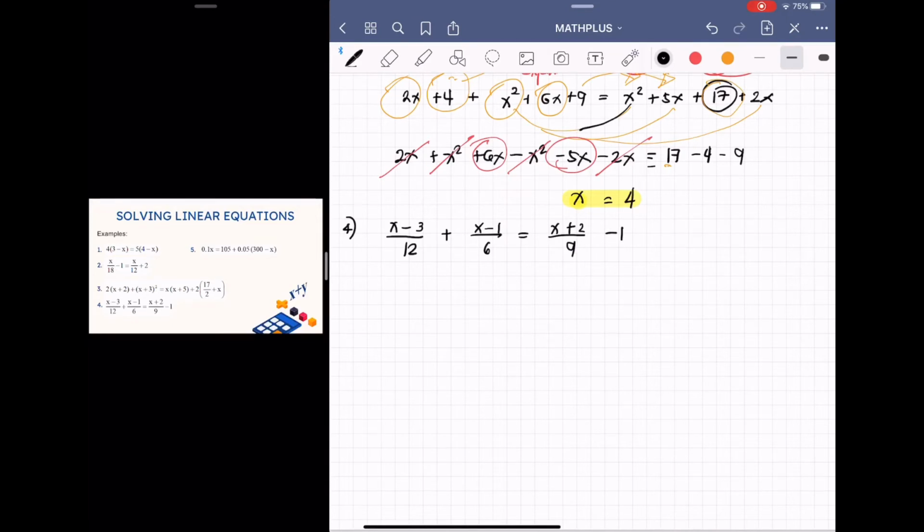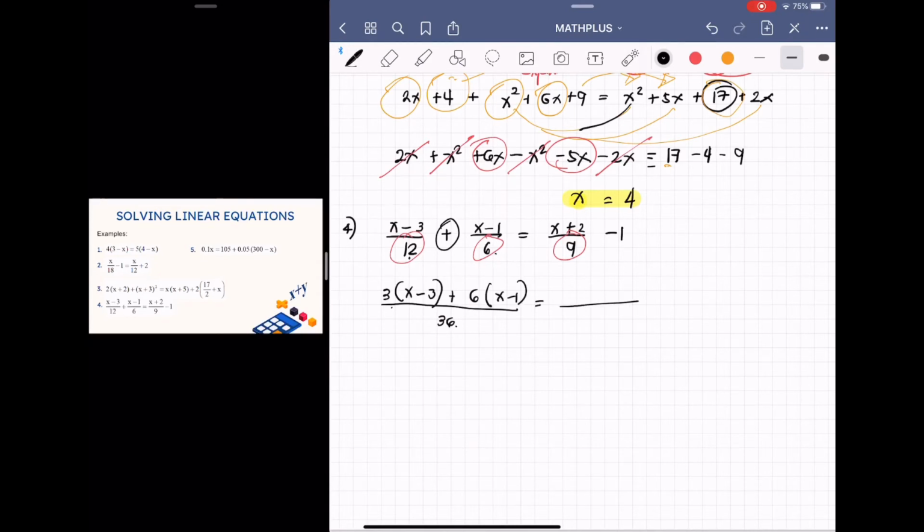So conventionally, what you can do here is take an LCD, and that would be 36, right? The least common multiple I can have for 12, 6, and 9 would be 36. So, taking the LCD of each side, I'll have here 36 divided by 12, that's 3. Okay, multiply to the numerator, that's x minus 3. Plus 36 divided by 6, that's 6. Times the numerator, that's x minus 1.